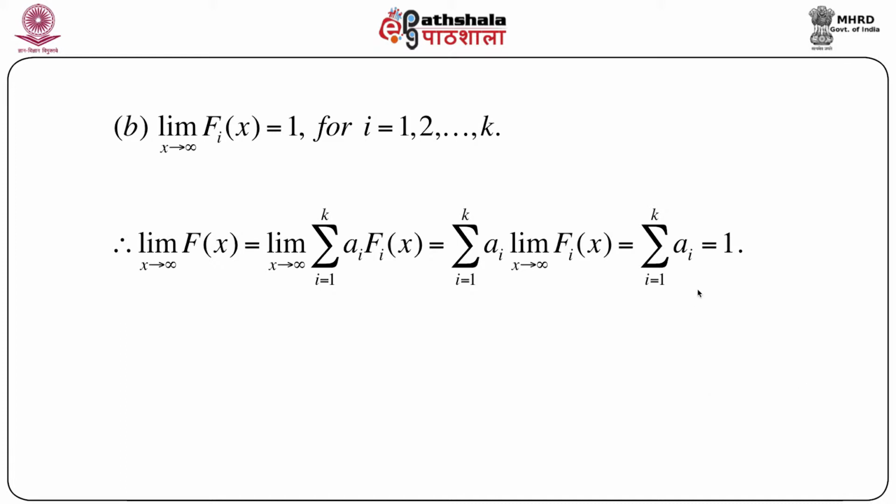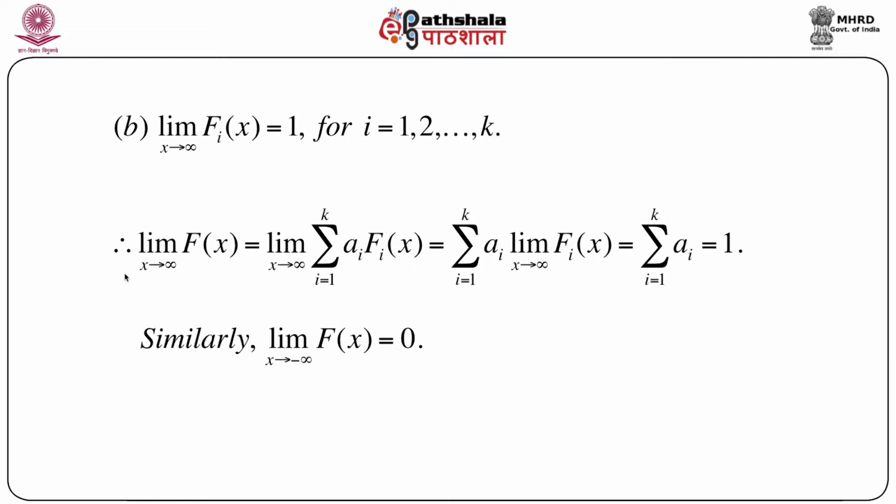So this gives us only summation a_i, i equals 1 to k, and by the condition of the problem, summation a_i is always equal to 1, a given condition of the problem. So this proves that limit x goes to infinity F(x) equals 1. Now we are left to prove that F(x) goes to 0 as x goes to minus infinity, and the proof is very simple, and it follows exactly in the same manner.